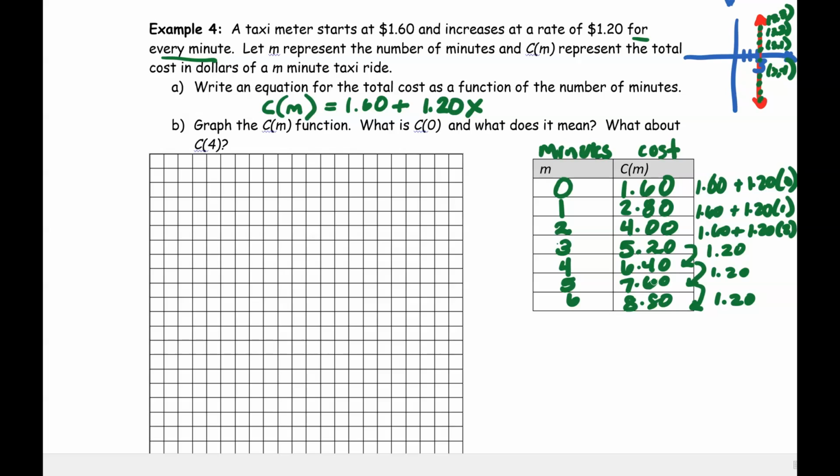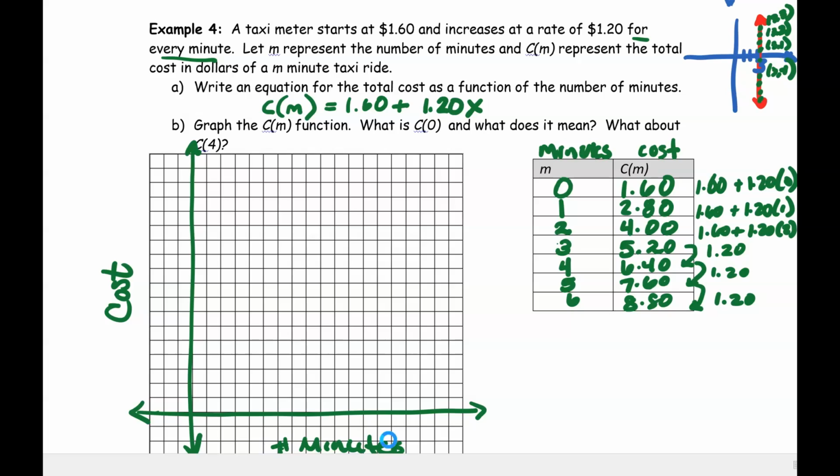So now for part B, it says graph the C(M) function. What does the y-intercept mean? So we need some axes. Now I'm looking at this since the problem has to do with getting in a taxi. It really only makes sense to deal with a positive number of minutes. So if you want to do your axes right in the center, you can. Another way to do it might be to do something like this, where you have the majority of your graph in quadrant 1. And we can label, so C(M), or the cost, is going to be the y variable, and then the number of minutes is going to go on the bottom.